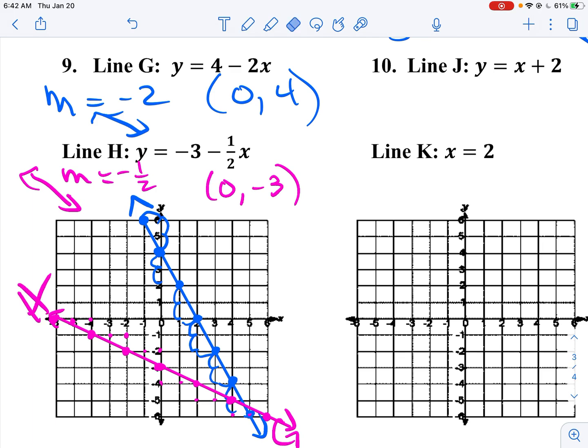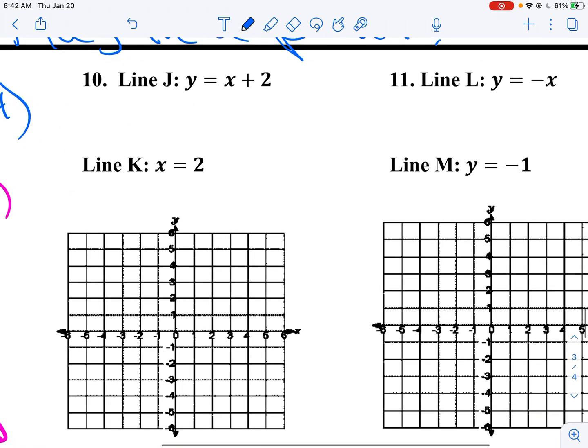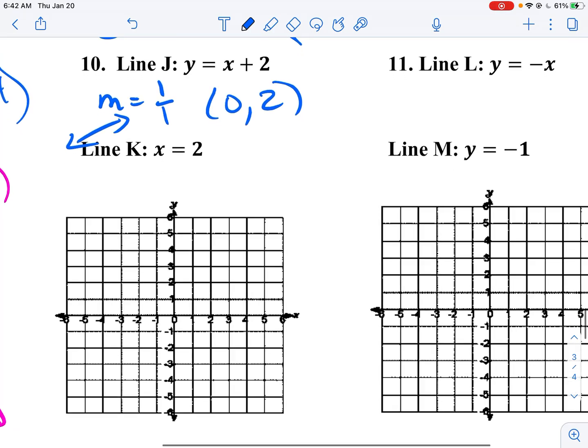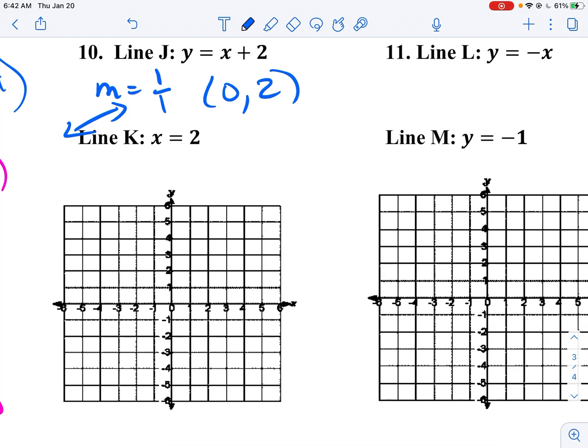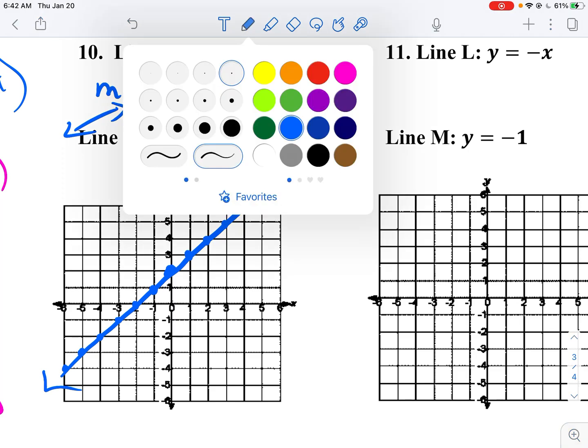How about we change G right here to the right color so that, there we go. So over here, J, my slope is 1. It's positive. It's 1/1. The point is 0, 2. So I go to 0, 2, and I go up 1/1, up 1/1, or down 1/1, down 1/1. Right here is my graph.